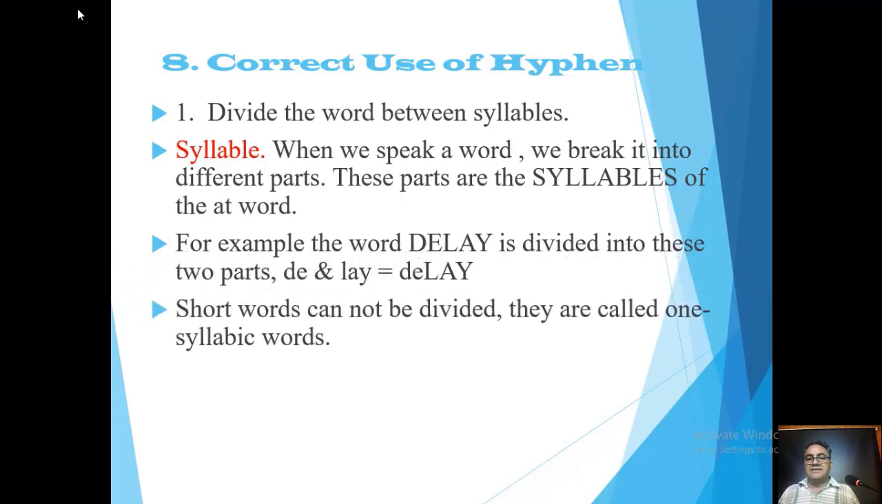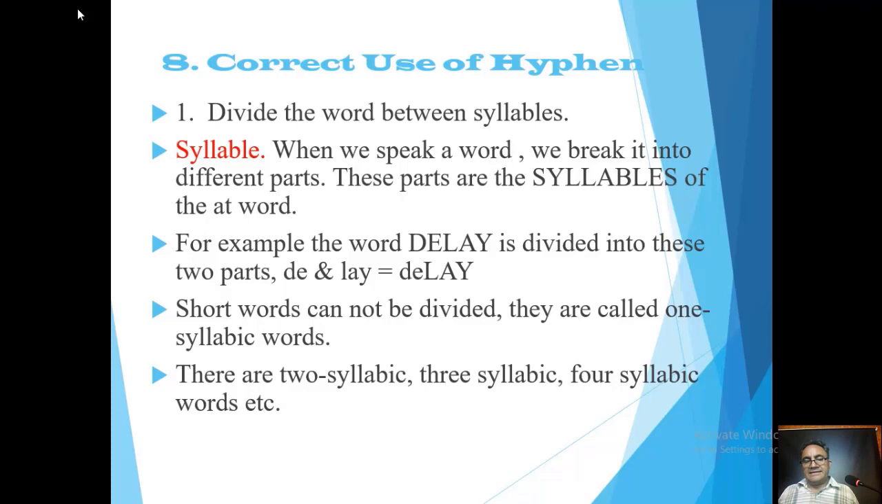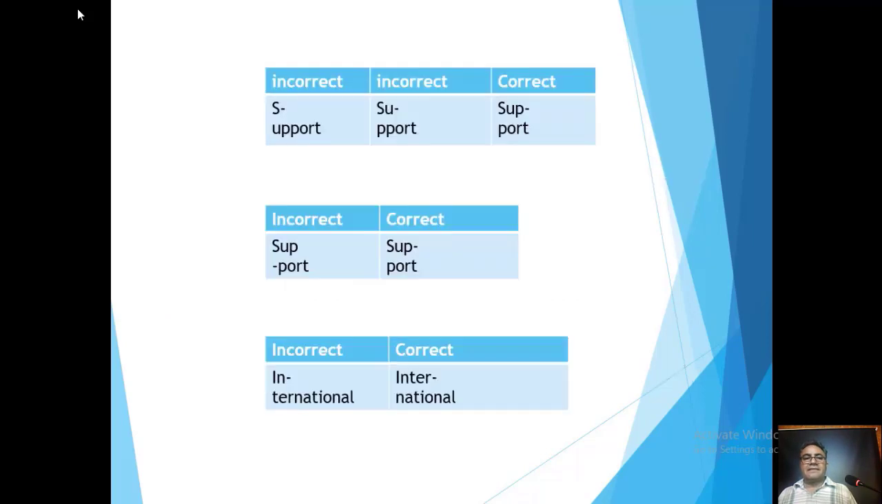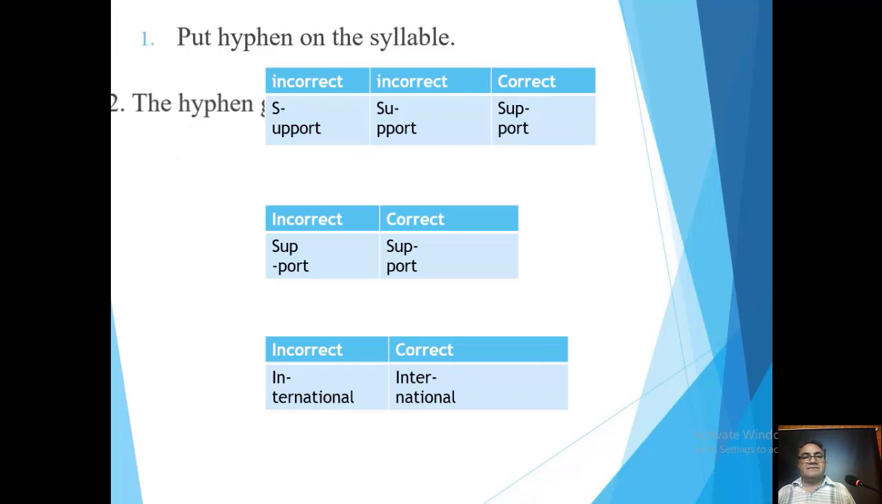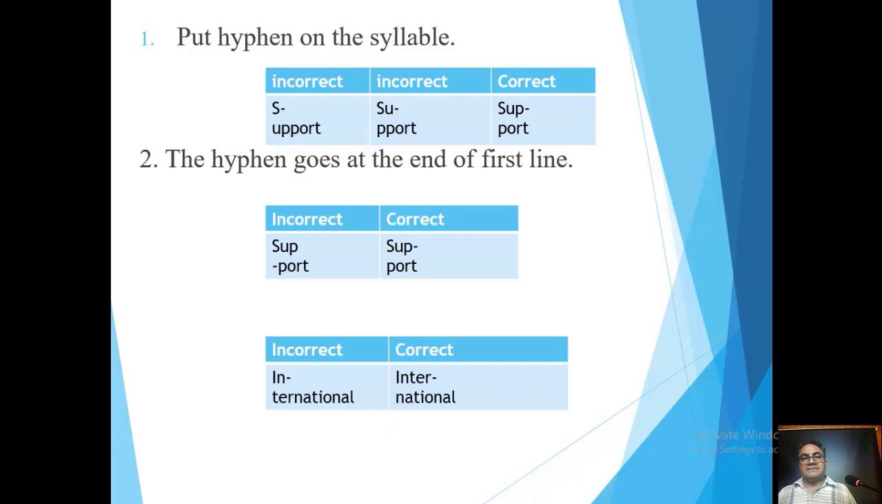The short words cannot be divided. They are called one syllabic words. And in the same way, there are two syllabic words, three syllabic words, four syllabic words, etc. The first rule is divide the word between the syllables. Put the hyphen on the syllable. Now, if you look at this word, sir, this is not a syllable. And secondly, this is also not a syllable. Support has two syllables, sup and port, support. So we have divided it between the syllables. This is the correct answer.